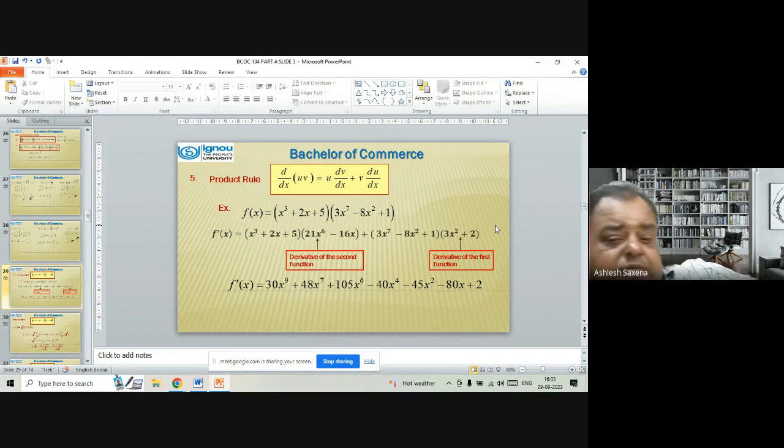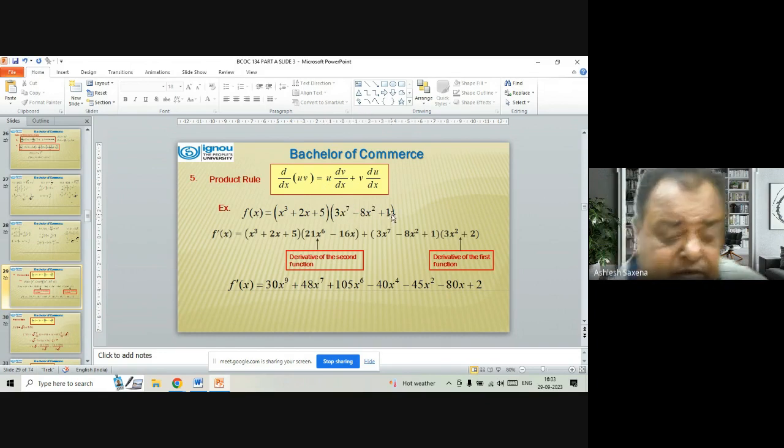In the product rule, you can see that there is a problem given to you. f(x) equal to x cubed plus 2x plus 5 times 3x to the power 7 minus 8x squared plus 1. Now, how to solve this big expression? We have two things in product. That is your first, u. u is this x cubed plus 2x plus 5 and v is 3x^7 minus 8x squared plus 1.